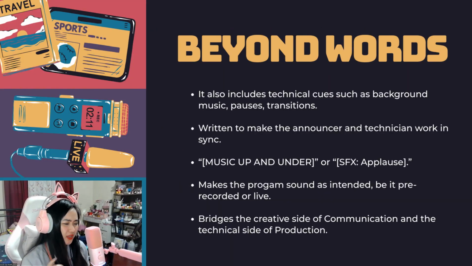But a radio script doesn't only contain what the host will say. It also includes technical cues such as sound effects, background music, pauses, and transitions. These details are written so that the announcer and technician can work in sync with each other. For instance, you'll see notes like "music up and under" or "SFX, applause." These cues make sure the program sounds as intended, even if it's pre recorded or live. So the script bridges two worlds: the creative side of communication and the technical side of production.